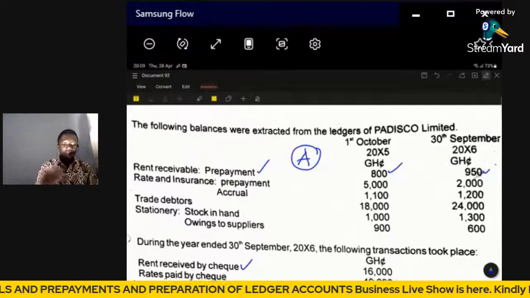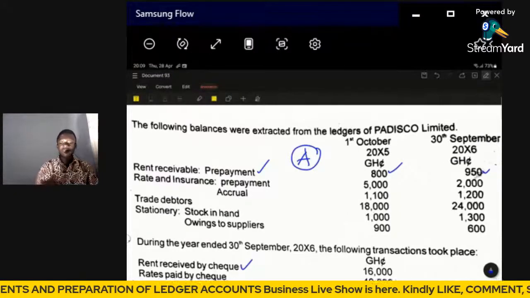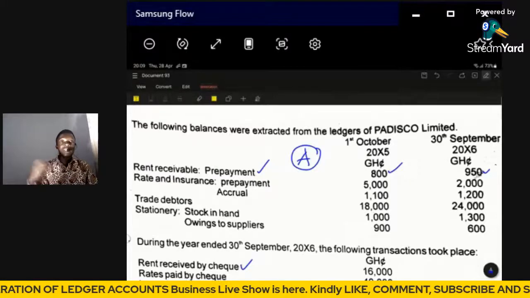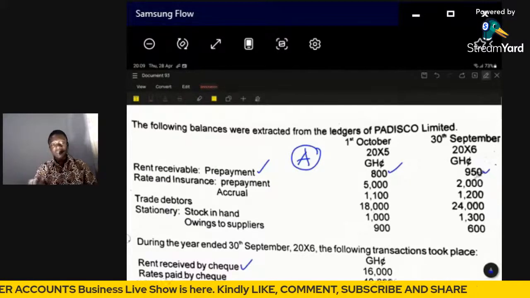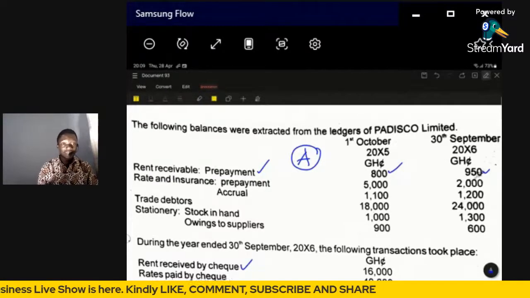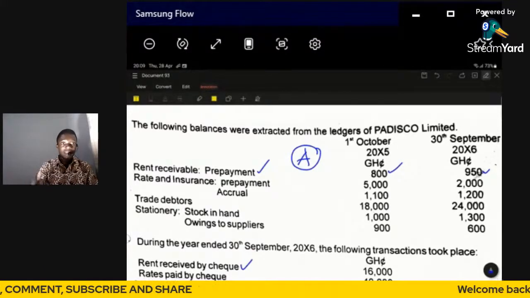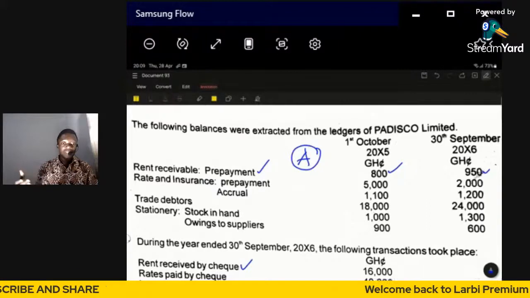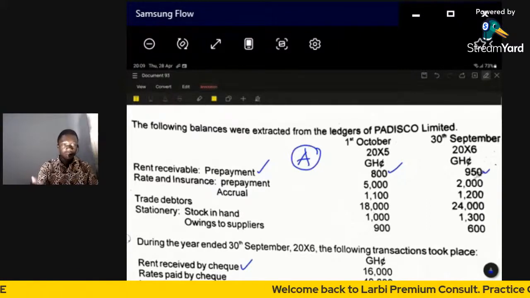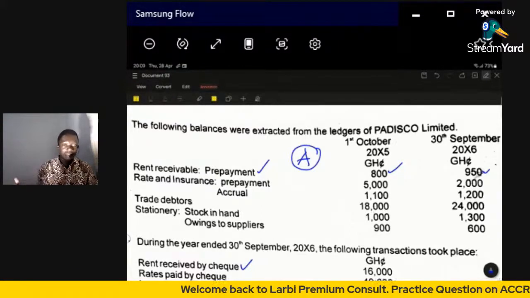So rates and insurance is an expense to the business, an expense that they incur on a regular basis with regards to their assets, or with regards to the items that they use to run their business. More like those items that are long term in nature, like buildings that you rent to outsiders.